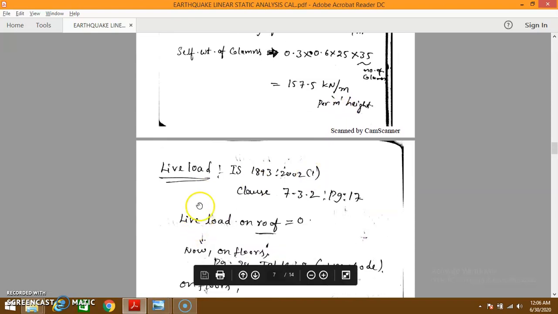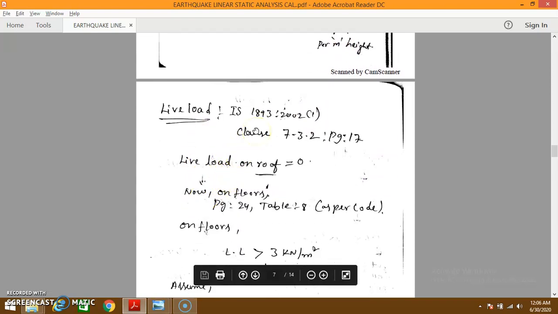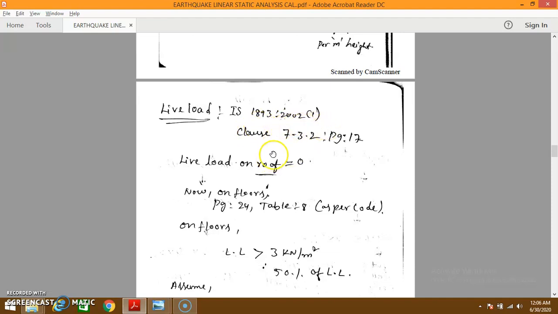Okay. Next, live load. As per IS 1893 2002 Part 1, clause 7.3.2, page 17, live load on roof equals 0. The roof live load is 0 because there is no live load on the roof. Live load is movable furniture, dining tables, sofa sets. There is no live load on the roof, nor any person moving on it. The roof is nothing but the topmost part of the building.